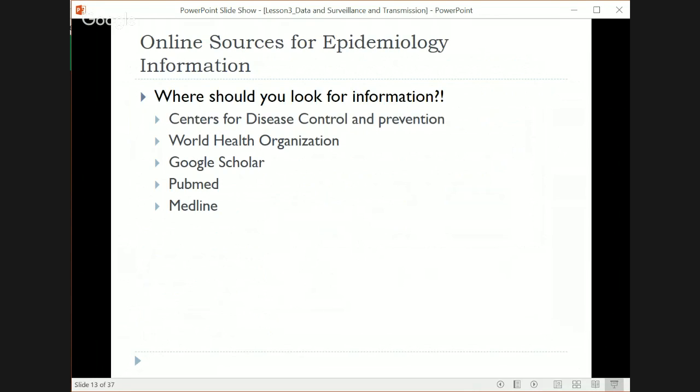All right, so in terms of online sources of epidemiological information, where should you go to look for data, and where should you go to look for articles for your midterm project? I would suggest any of these websites, and when I get back, I'll give you a little tutorial on how you should be looking for articles, but basically these are the sources you can use: CDC, the World Health Organization, Google Scholar, PubMed, Medline.